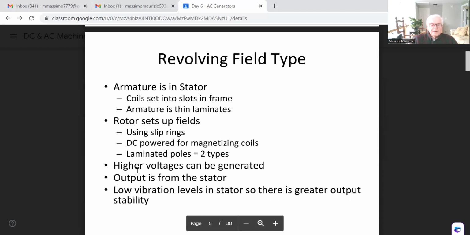Okay, the higher the voltage, higher voltages can be generated from the revolving field, but the output is from the stator, not from the rotator. So what you get is low vibration levels, and so you get a greater stability on your output, okay, because of it.